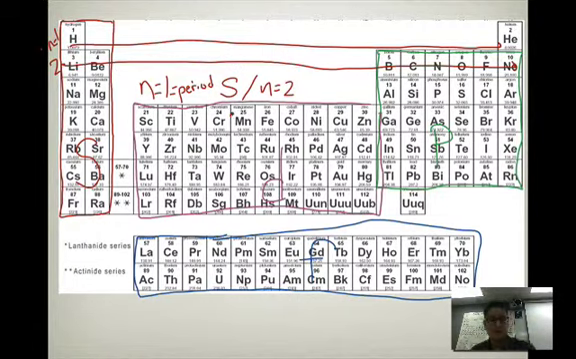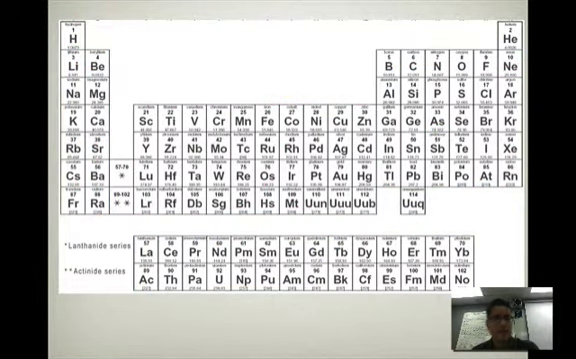Okay, so let's take an example. Let's take the example of the first period. So n equals 1, principal energy level number 1. That's hydrogen. So I can label hydrogen as principal energy level number 1, s orbital, electron 1: 1s1. If I add another electron to this, I'm still in the same period: 1s2.